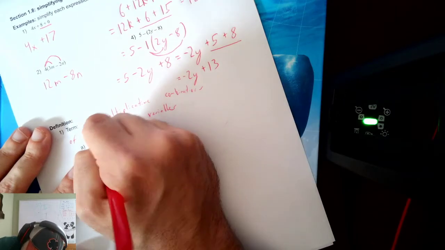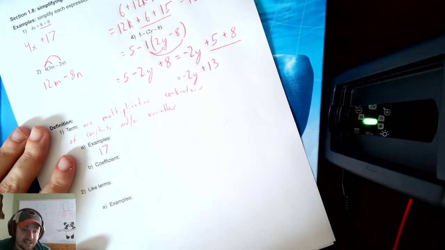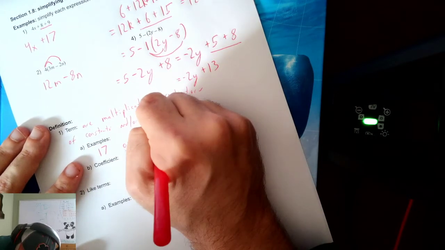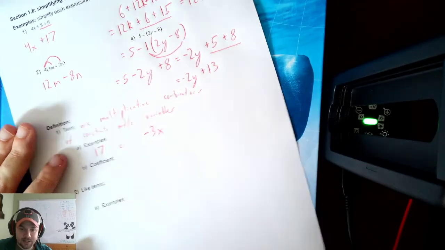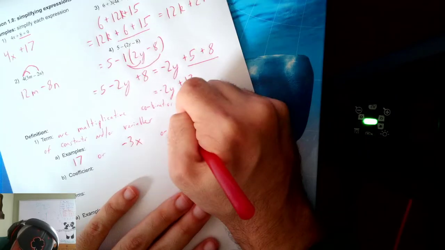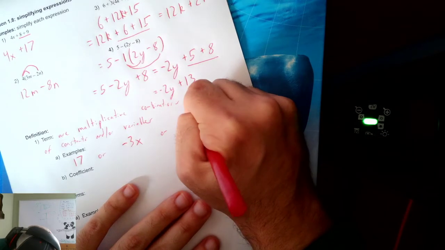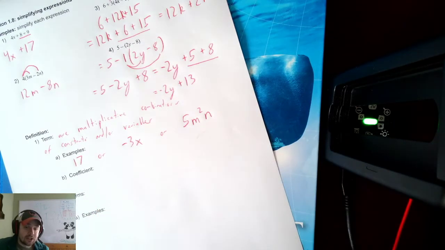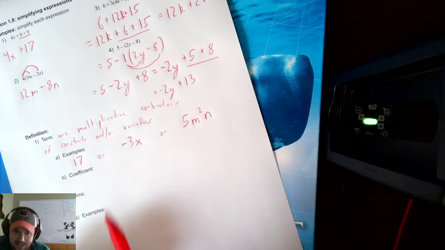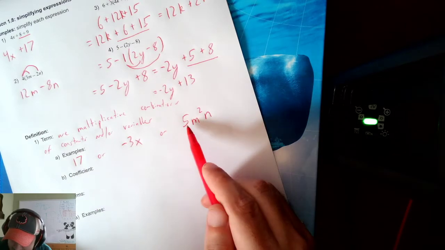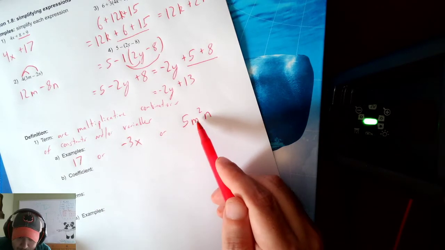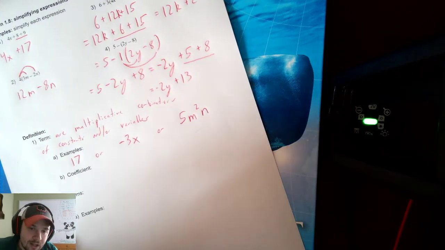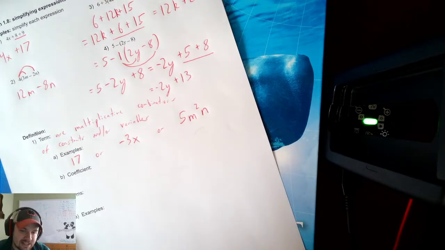Some examples. The number 17 is a term. Or maybe we have negative 3x. That would be a term. Or maybe we have positive 5m squared n. That would also be a single term. Notice they're multiplying, right? Here we have 5 times m times m times n. The squared tells us we need to multiply by m twice, right? They're multiplicative combinations of constants and variables.